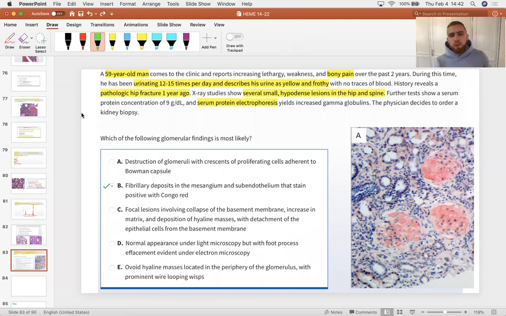Okay, so he's also had a history of a pathologic hip fracture a year ago. You take an x-ray and you see several small hypodense lesions in the hip and spine, so lytic bone lesions. Then you're going to test serum protein, and it's elevated, so you electrophorese it, and you see increased gamma globulins. You know what this diagnosis is. What's the question? Well, what do you see in the glomerulus of the kidney when you biopsy it?